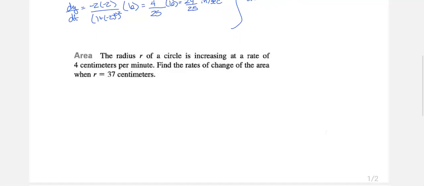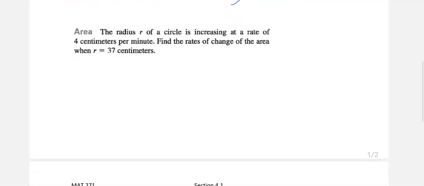So let's look at a different type of problem. The radius of a circle is increasing at a rate of 4 centimeters per minute. So that's the rate of change of the radius. So that's dr over dt. We want to find the rate of change of area when the radius is 37. We're looking for dA over dt.